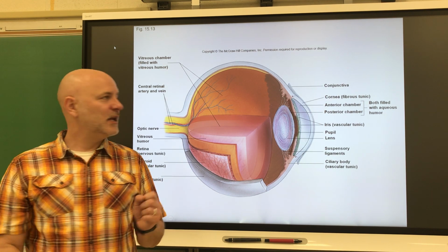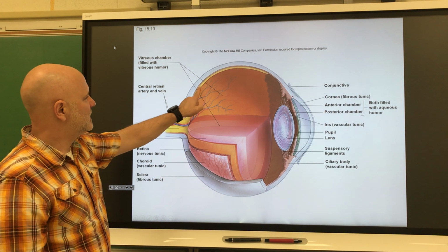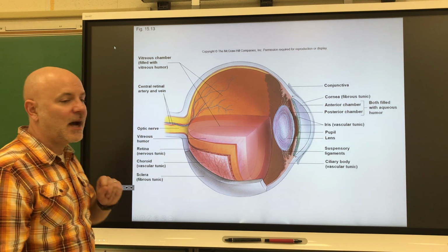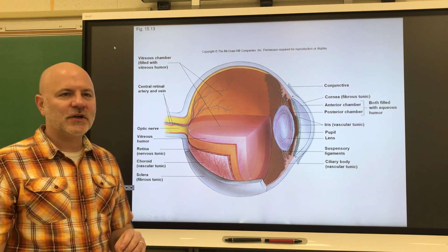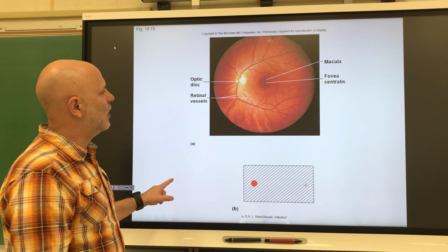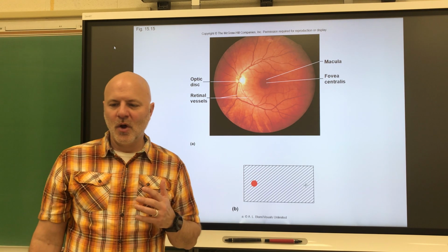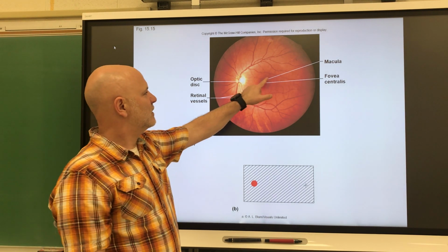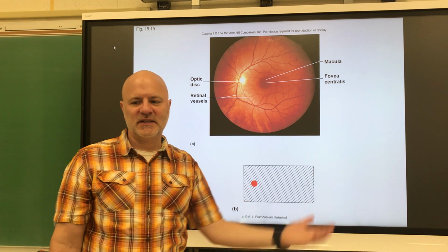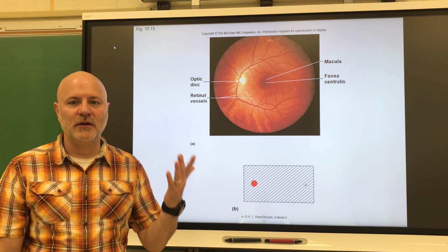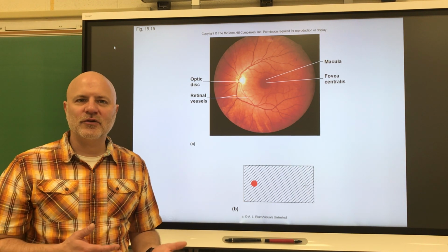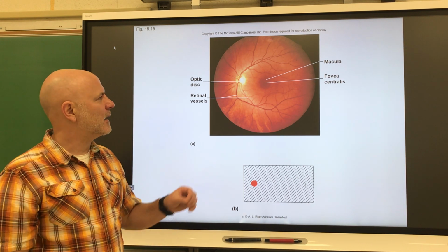It is continuous with the optic nerve, so you can see that the retina just becomes the optic nerve there. Now let's look at a couple of structures that we find on the retina. One is the macula lutea. Macula means spot, lutea means yellow, yellow spot. So this is a yellow spot in the central region of the retina.